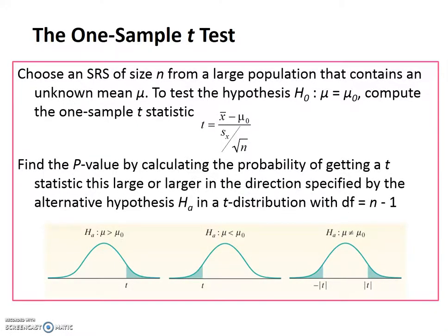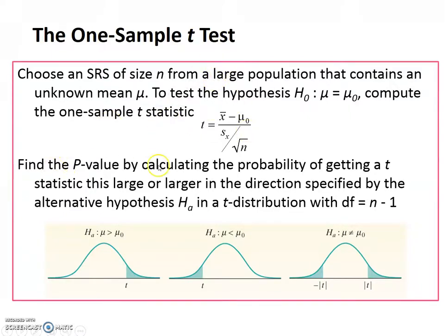So what we're going to do is choose a simple random sample of size n from a large population that contains some unknown mean. To test the hypothesis that the mean is equal to some claim, we're going to compute a one-sample t statistic. So this is the name of the method, a one-sample t statistic for mean, or a t-test, I should say.